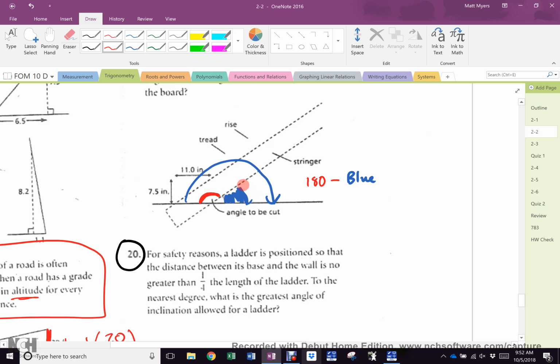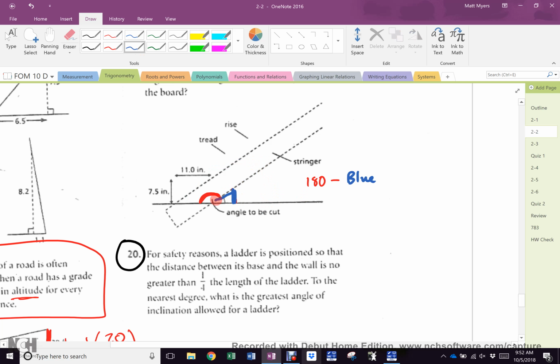Is it possible for me to show you every single situation in the entire universe where you would need to subtract? No. So what is my job? To explain subtraction. What is your job? To apply it in a situation. Everyone agree? Okay. So now the problem becomes: it's 180 minus the blue angle, yes?